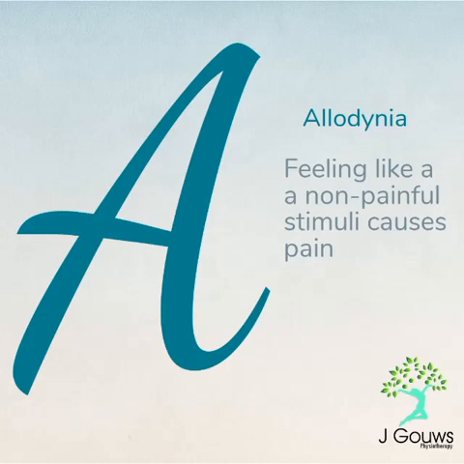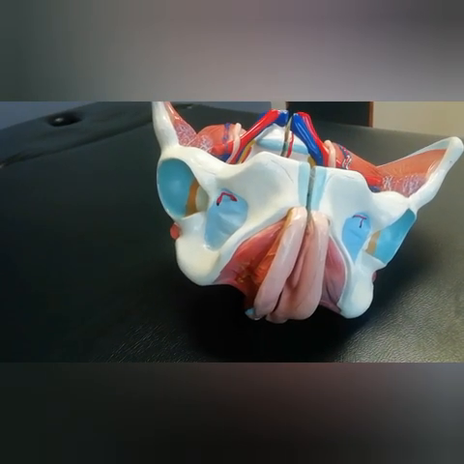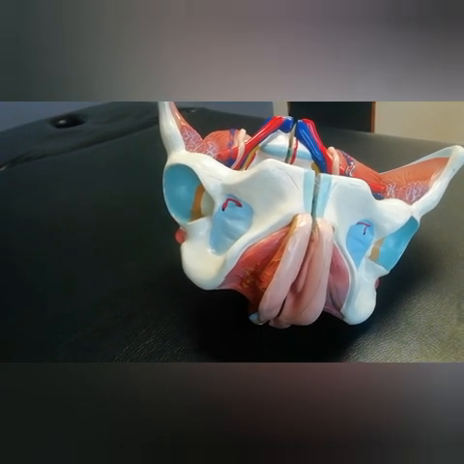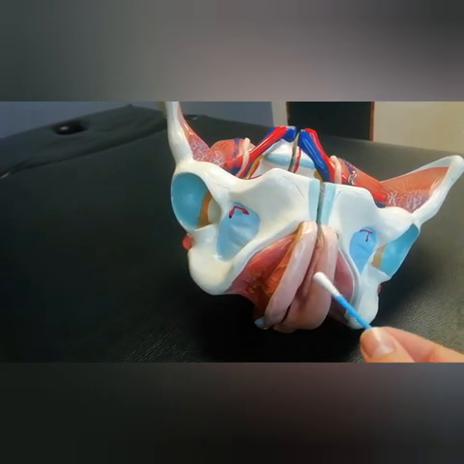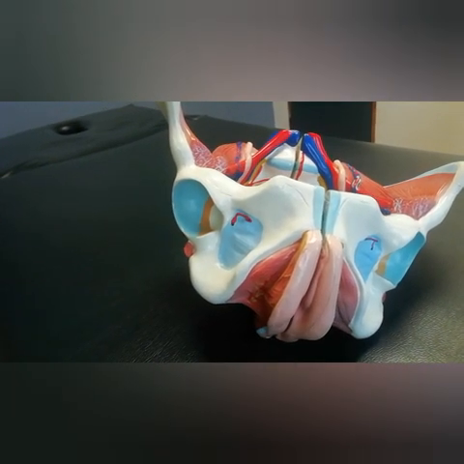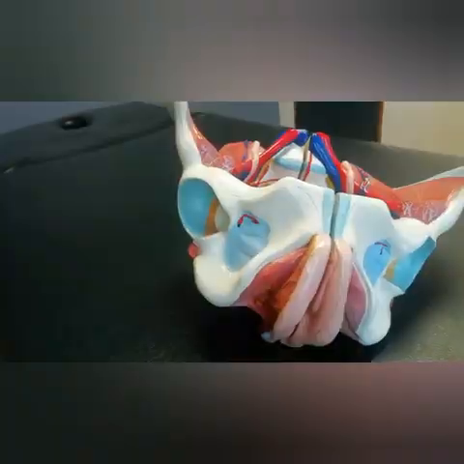A is for allodynia. This means that a stimulus that's usually non-painful is perceived as painful. In the pelvis, it could be touch to the vulvar area that could feel like pain instead of touch.